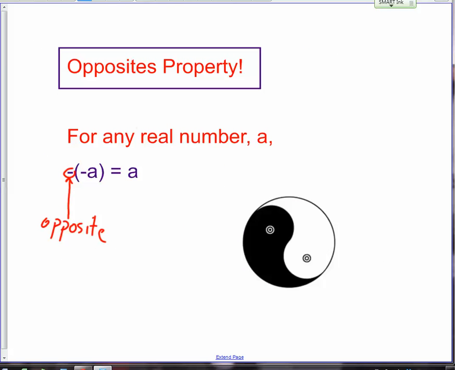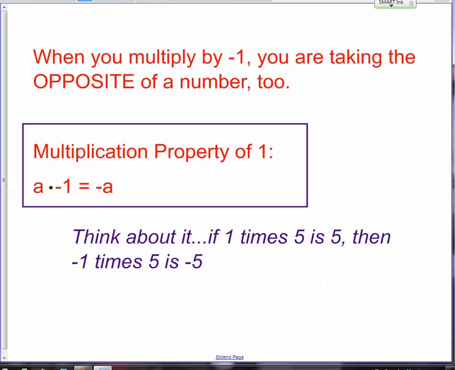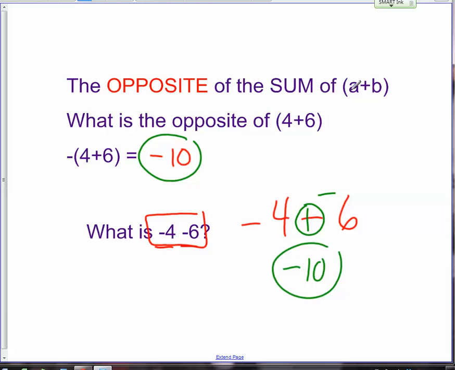So the opposites property literally just says the opposite of a negative is a positive. And that's true. And the multiplication property simply says that -1 times a is the opposite of a. And that's also true. All right, then we looked at some real numbers.